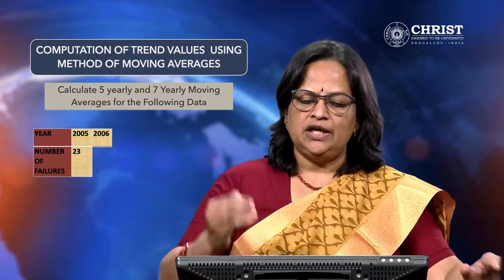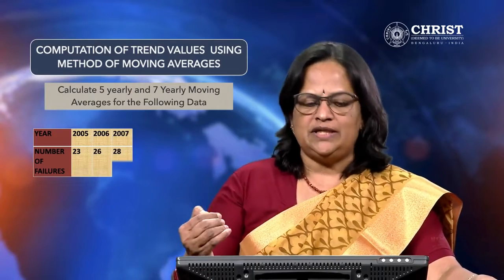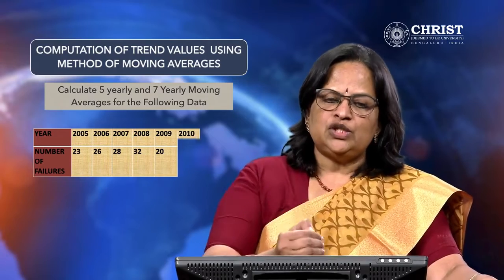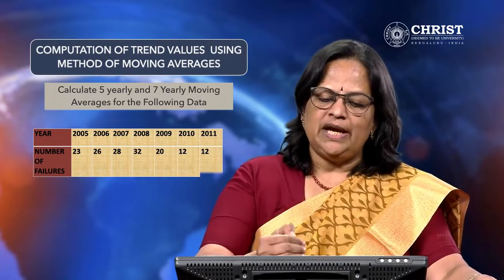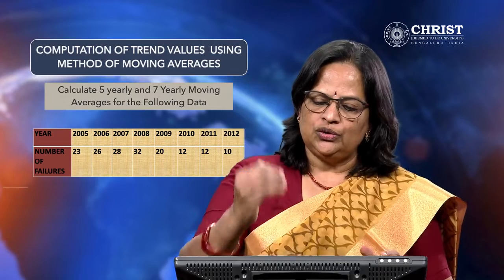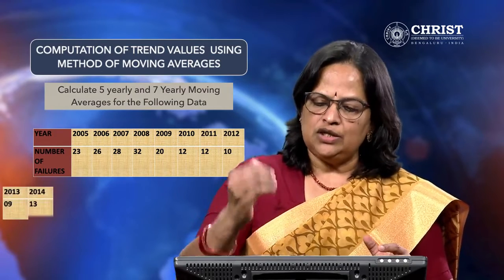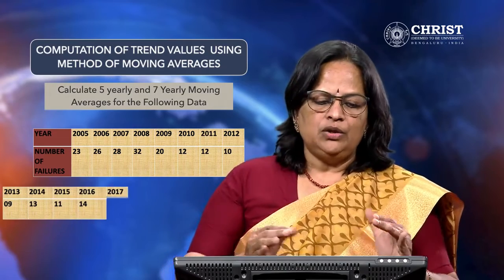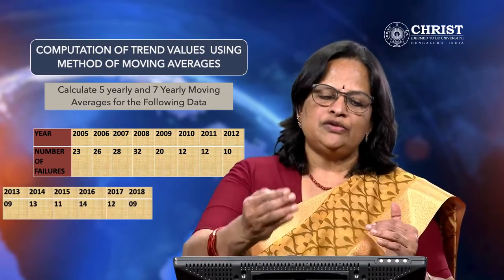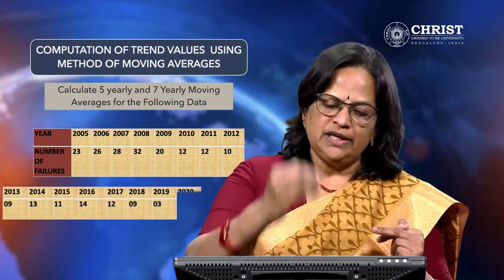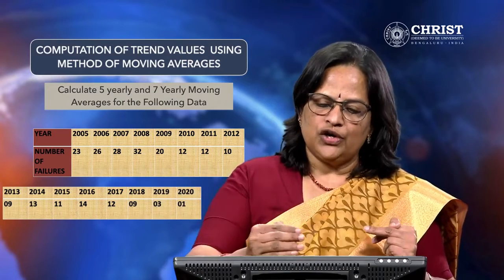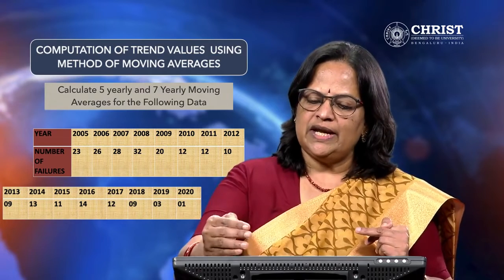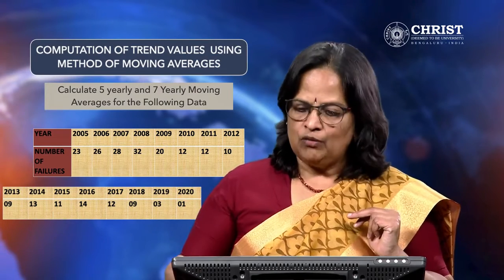So first problem: calculate 5-yearly and 7-yearly moving averages for the following data about the number of commercial failures in India during 2005 to 2020. Year 2005 it is 23, 2006 is 26, 2007 28, 2008 32, 2009 20, 2010 12, 2011 12, 2012 10. Now 2013 it's 9, 2014 13, 2015 11, 2016 14, 2017 12, 2018 9, 2019 3 and 2020 1.